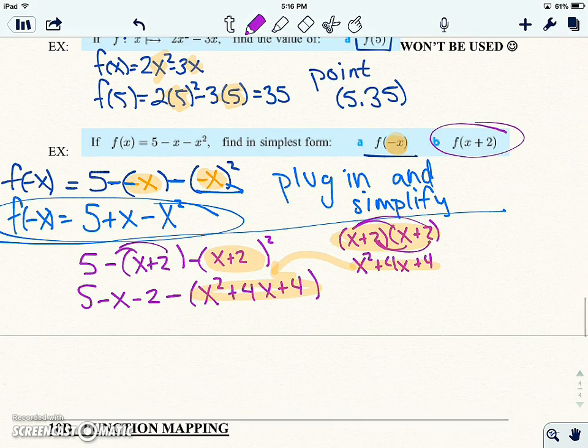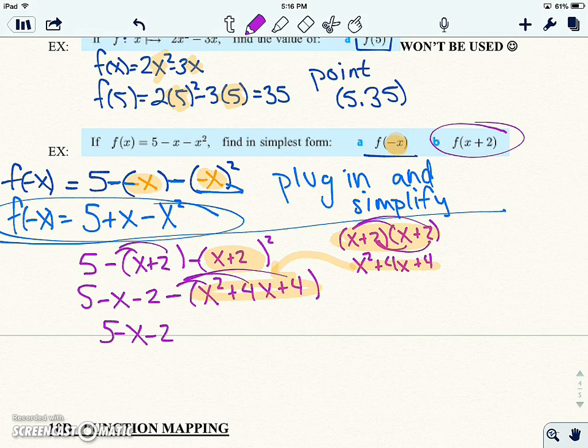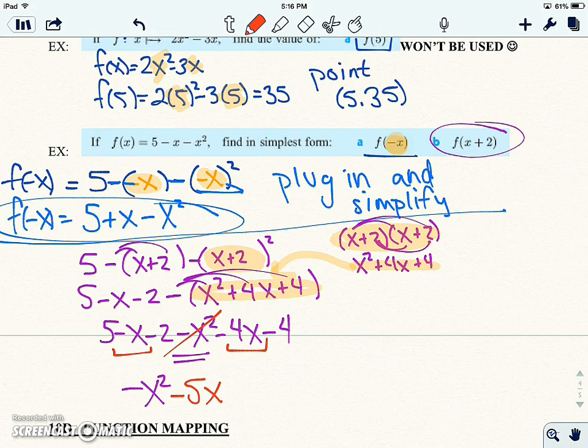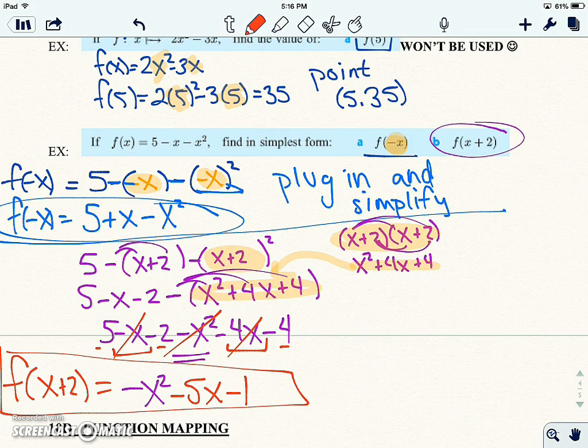Now we're going to keep going and combine like terms. So we have 5 minus x minus 2, distribute my negative, minus x squared minus 4x minus 4. So we have a negative x squared. I'm going to switch colors here so you can see. We have minus x and minus 4x. So that's minus 5x. And 5 minus 2 is 3. Minus 4 is negative 1. So f of x plus 2 is this new equation.